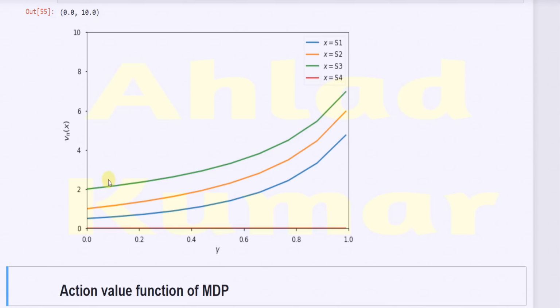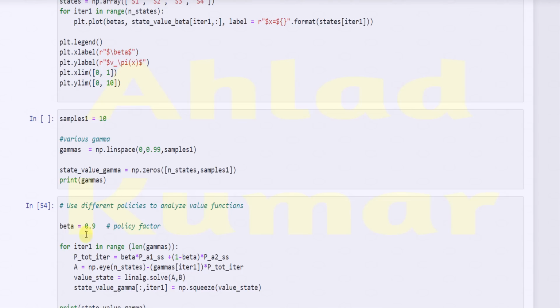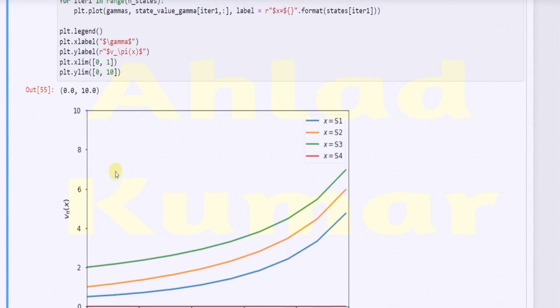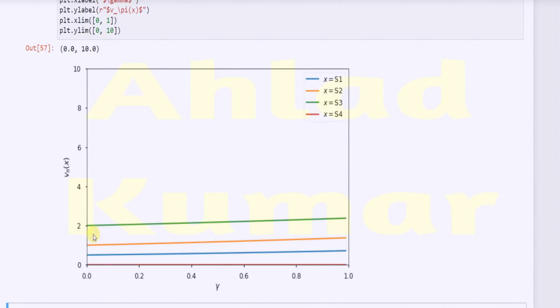So this is showing you the trend in the value of the state for a specific policy while varying gamma, and you can play with different values of policy. Right now, if you keep beta close to 0.2, let us say, then 20% of the time you are selecting action A1 and the rest of the 80% you are selecting action A2. In that case, the state values change in this fashion. But again, in this situation also, being in state S3 is always profitable.